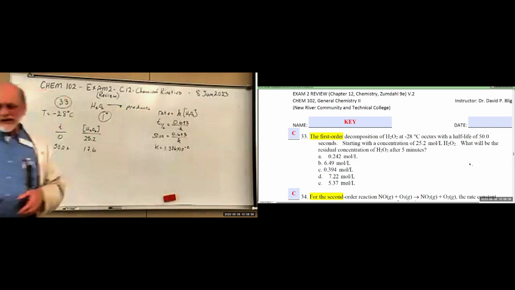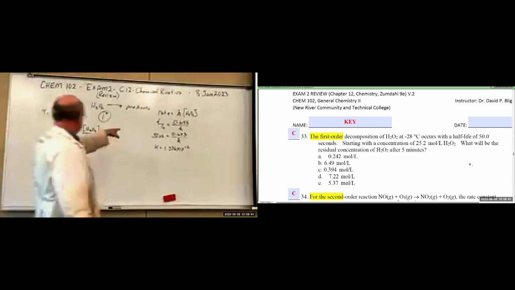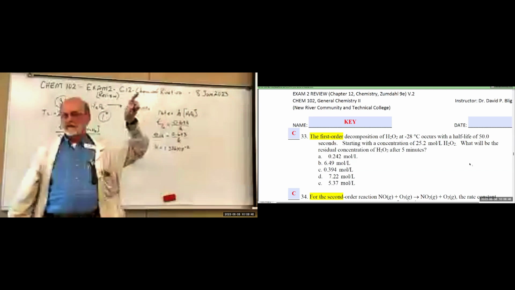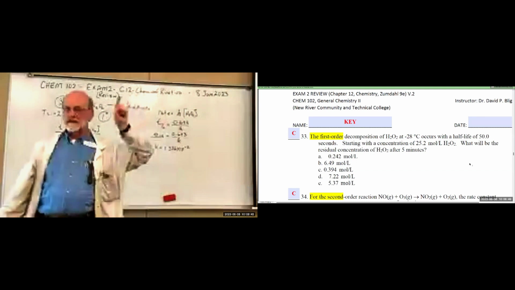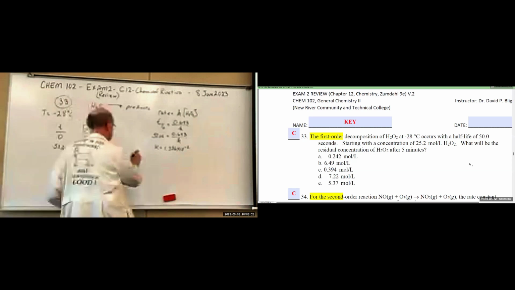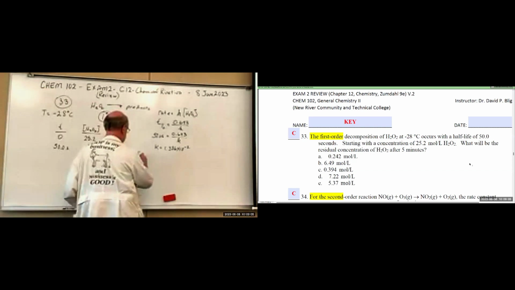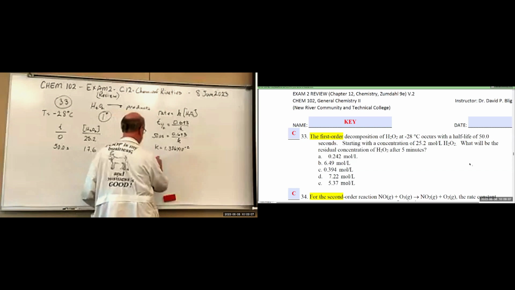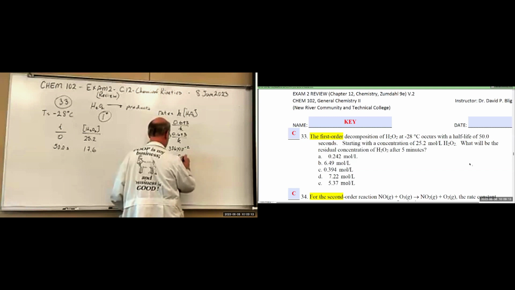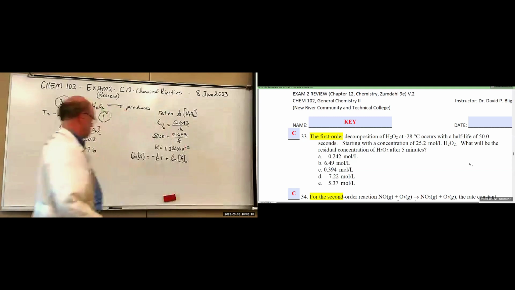Now we know what K is, but this doesn't introduce a time factor in. That's the differential rate law. We need the integrated rate law for the first order. First order integrated rate law has natural log, yeah, natural log of A equals minus KT plus the natural log of A initial. I think that's right.